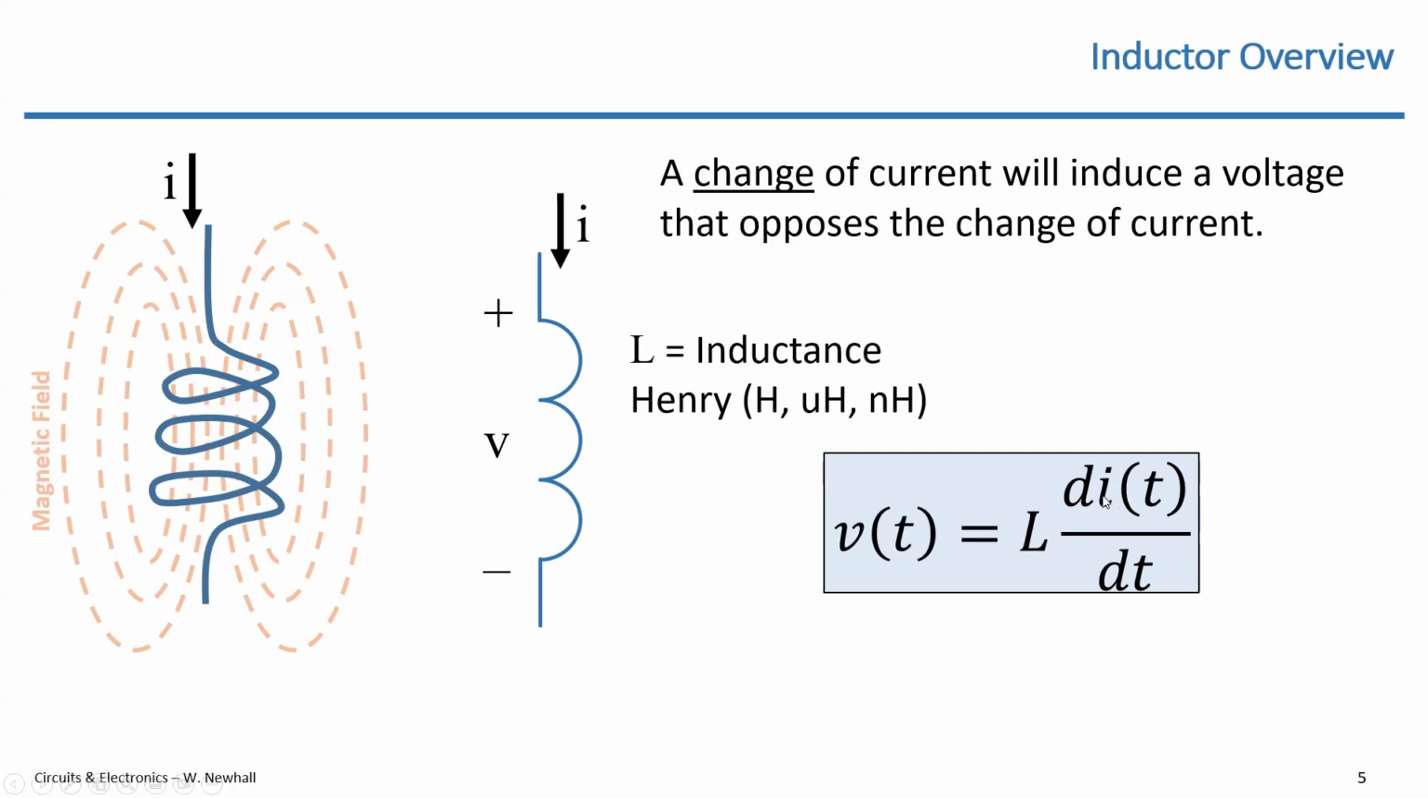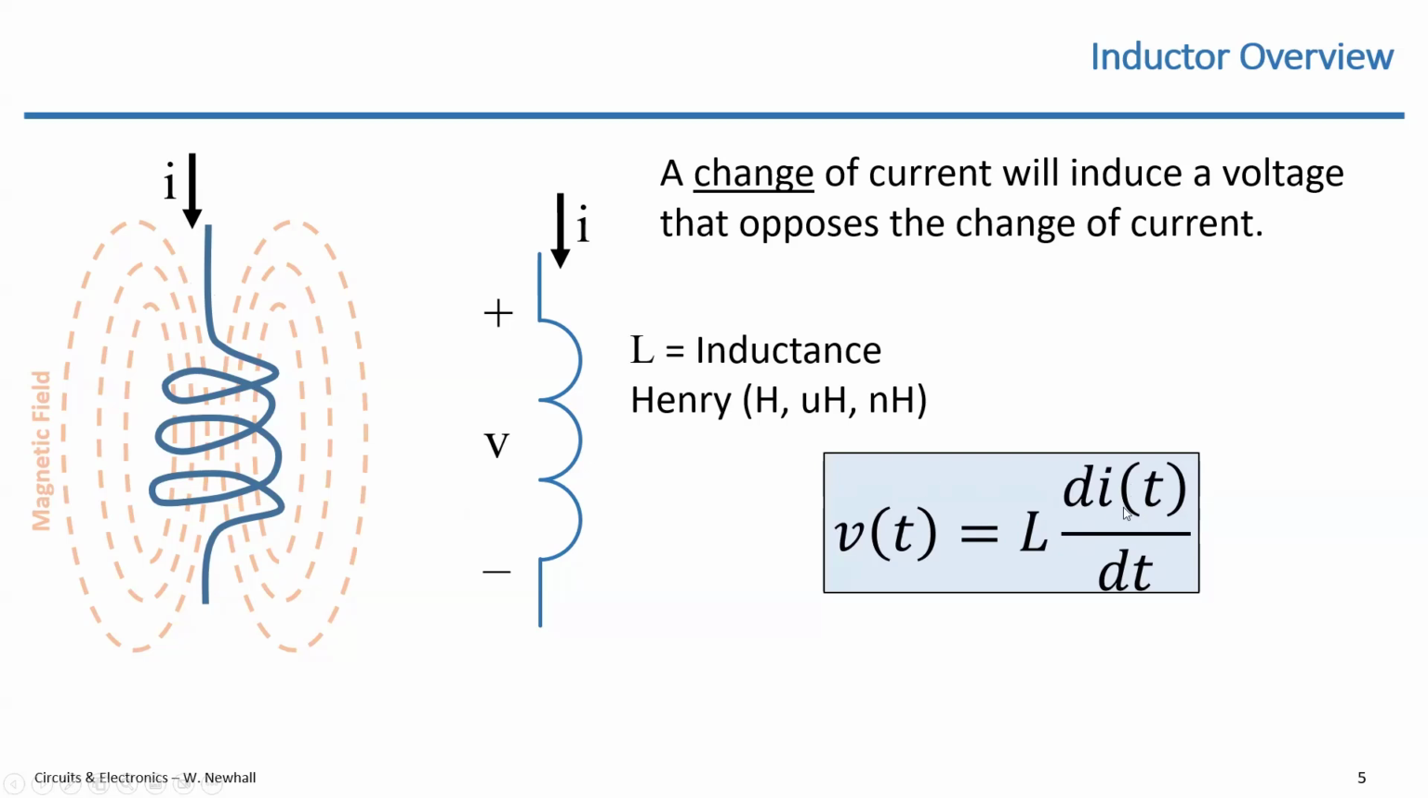If I have a DC current flowing through this inductor, I have a constant magnetic field. That magnetic field is not changing through that coil, so you'd expect no voltage across that coil. And you see that if I is a constant, take the derivative of a constant, 0 times L is 0. So if you just have a coil of wire with DC current flowing through, there's no voltage across that coil. Let's assume that wire has 0 resistance.